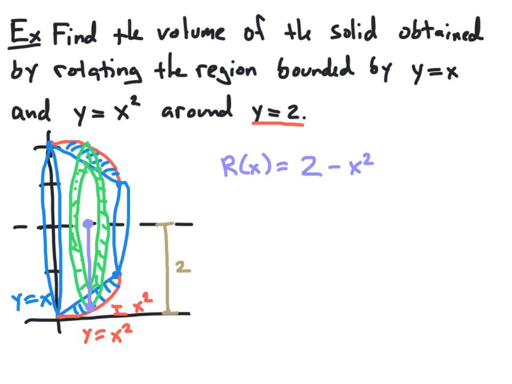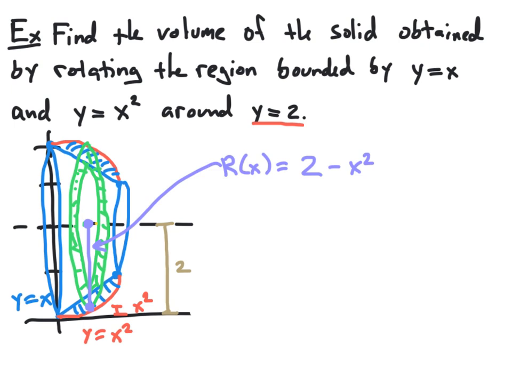is x squared. So this purple segment will have length 2 minus x squared, because it's formed by taking a segment of length 2, which would go all the way down to the x-axis, and removing the little sliver between the x-axis and the red curve, y equals x squared.